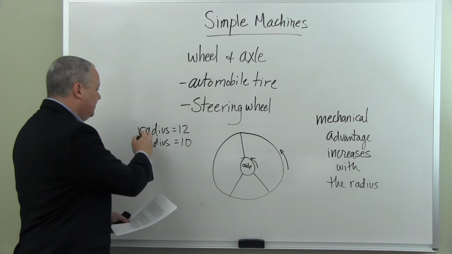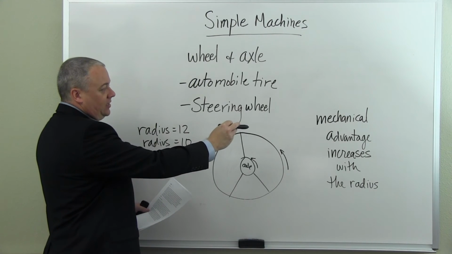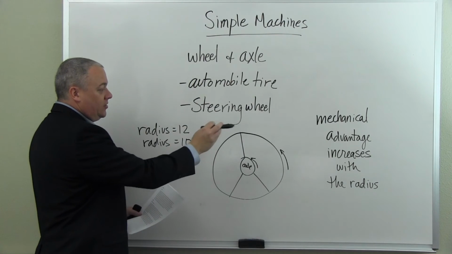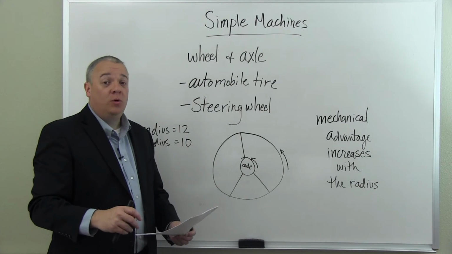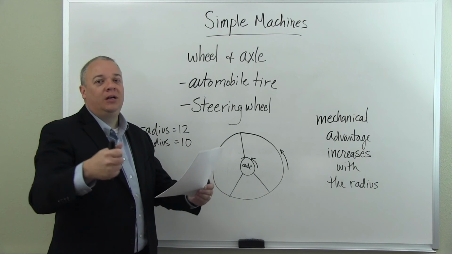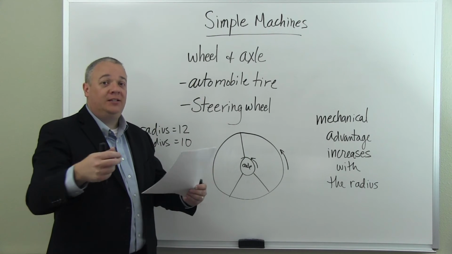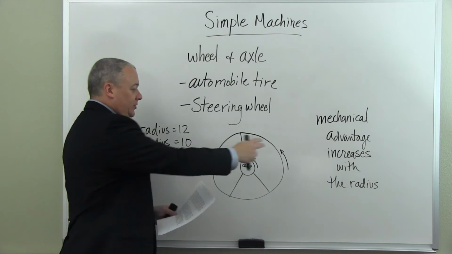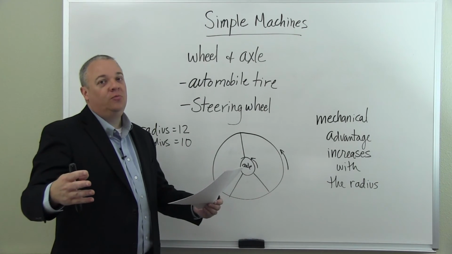So I've got an example up here. If we've got a radius of 12 versus a radius of 10, the mechanical advantage increases with the radius. Bigger radius, 12, means greater mechanical advantage. What we mean by that is if the same amount of force was applied to the outer wheel at 10 inches and at 12 inches, you would get a much greater advantage at the 12-inch radius than at the 10, assuming the same amount of force is applied. It translates to the central axle much greater. So the mechanical advantage is greater the larger the wheel is.